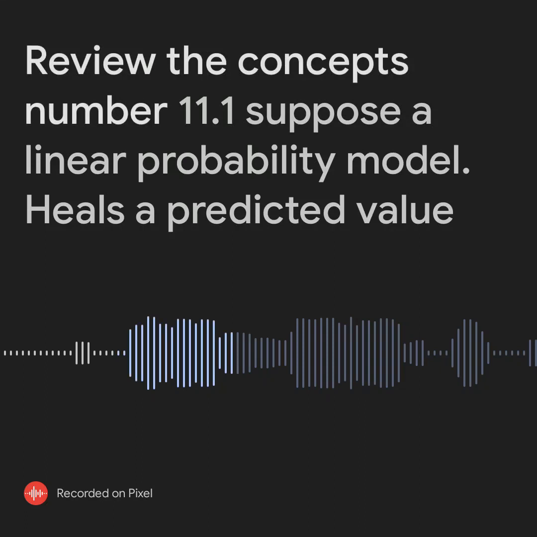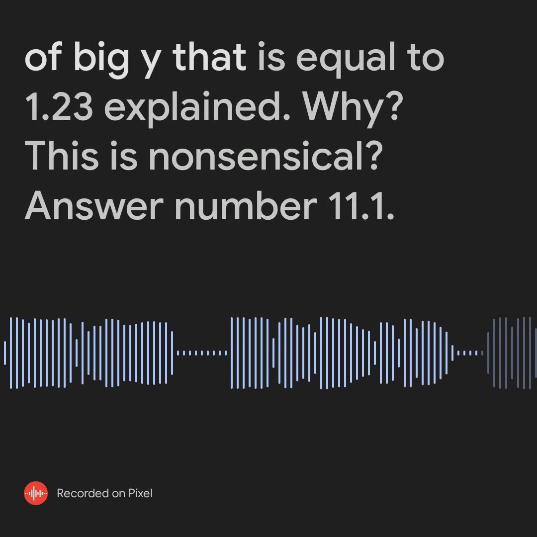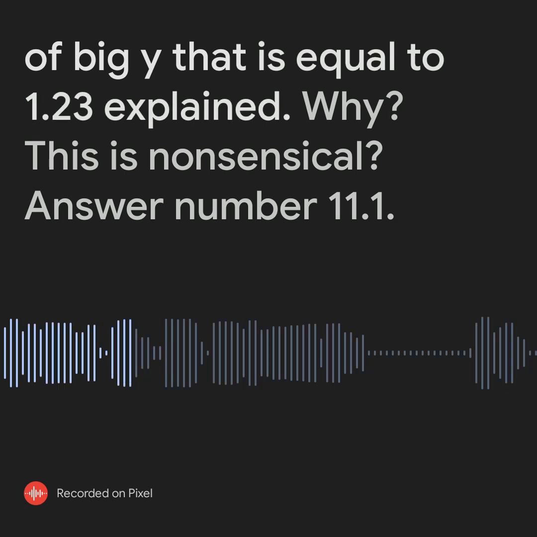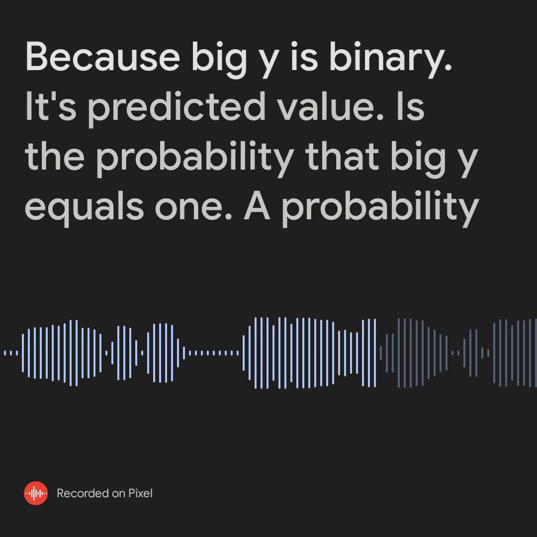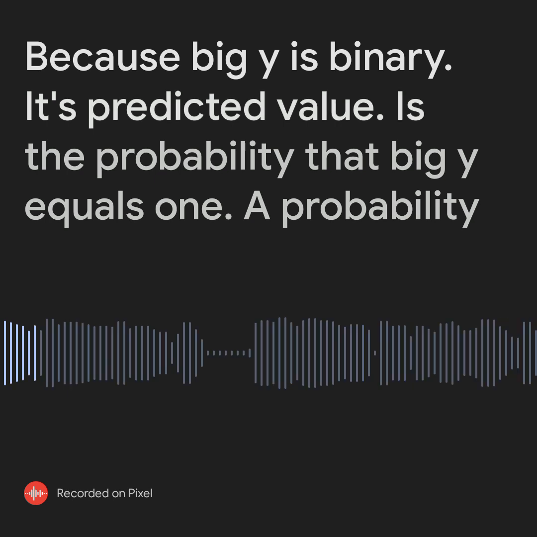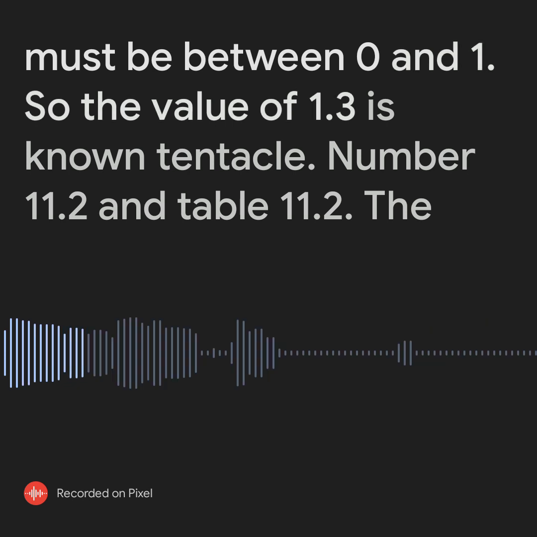Review the concepts. Number 11.1. Suppose a linear probability model yields a predicted value of big Y that is equal to 1.3. Explain why this is nonsensical. Answer. Number 11.1. Because big Y is binary, its predicted value is the probability that big Y equals 1. A probability must be between 0 and 1, so the value of 1.3 is nonsensical.